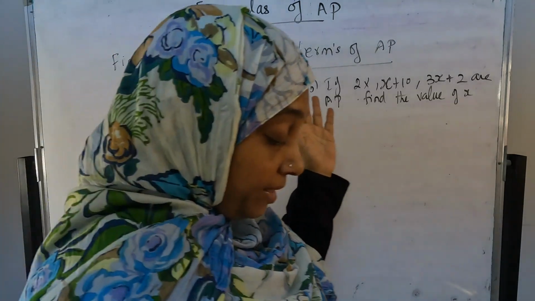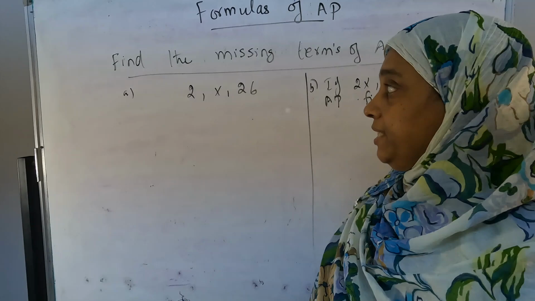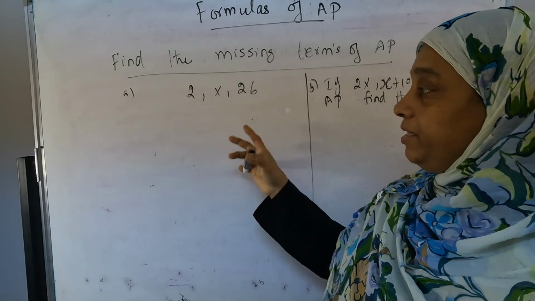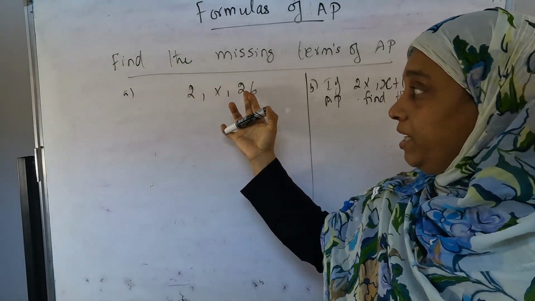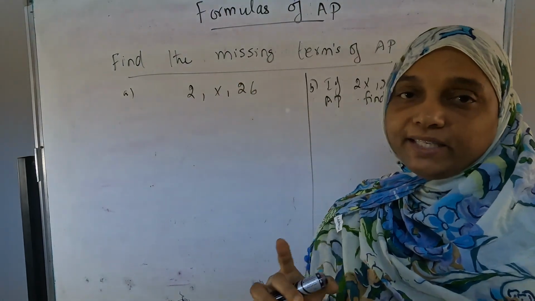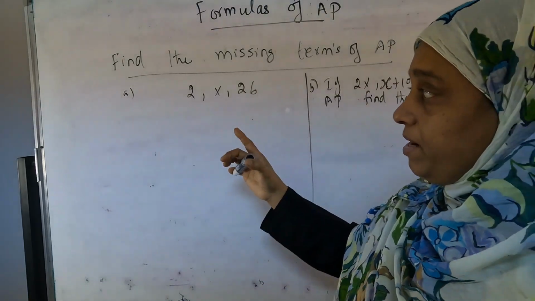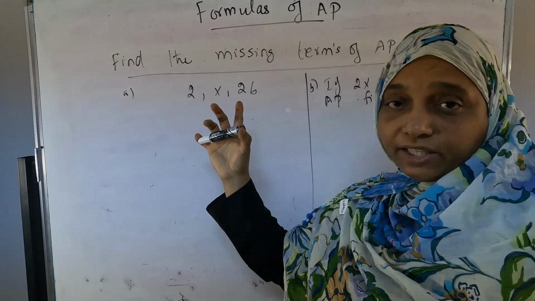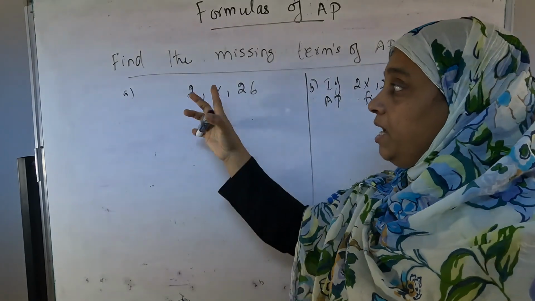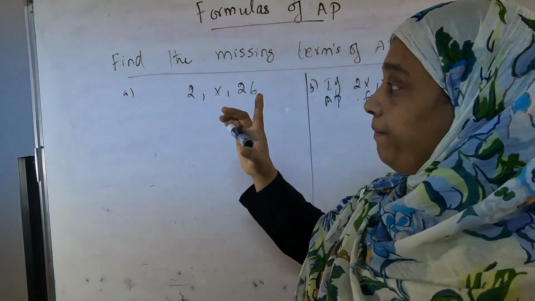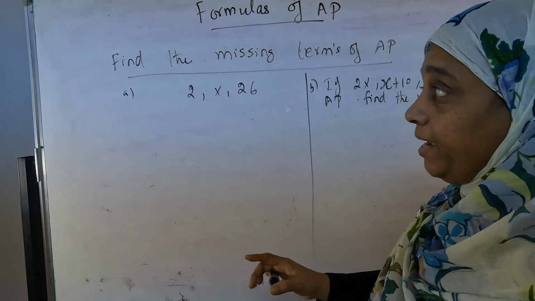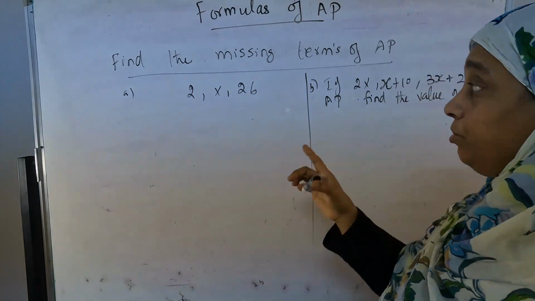Finding missing terms in AP. This is one sum they ask frequently in MCQs. They ask how to find the missing term in an AP. Suppose, like this, one term is missing in between, then the common difference is very helpful for us. If you take the common difference, you can find the x value easily. If only 3 terms are there, use the common difference, because this difference and this difference will be the same, and only then do they call it the common difference. The difference of an AP is always the same, so use that.